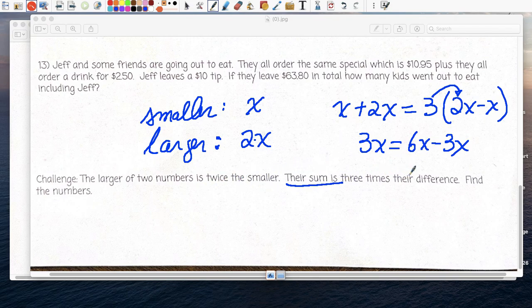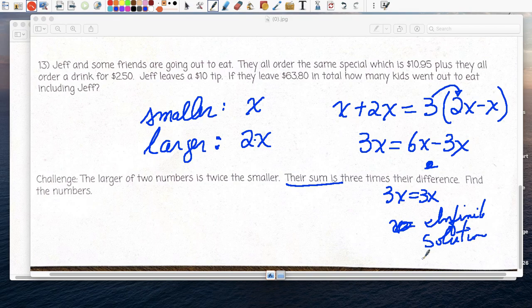Their sum is 3 times their difference. What the heck? Well, if I do, I'm getting 3x equals 3x. Which means that they're the same, so in this case there are infinite solutions. Infinite solutions. All real numbers.